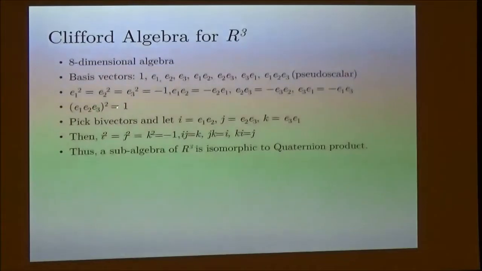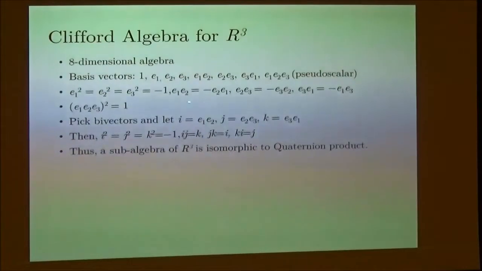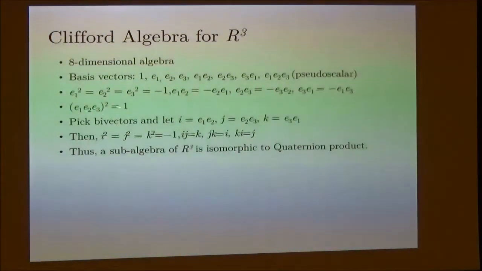What about the pseudoscalar, E1E2E3? Well, if we square that, we actually get plus 1. If you multiply E1E2E3 with itself and you redistribute them by using these anti-commutative rules, you will actually get plus 1. There is your hint that it behaves more like a scalar, because 1 squared is equal to 1. Now, if we pick bivectors, E1E2 to be i, E2E3 to be j, and E3E1 to be k, the square of these is also equal to minus 1. And if you multiply i with j, you get k, you multiply j with k, you get i, you multiply k with i, you get j. And these are the same rules that we had for the quaternion basis multiplication.